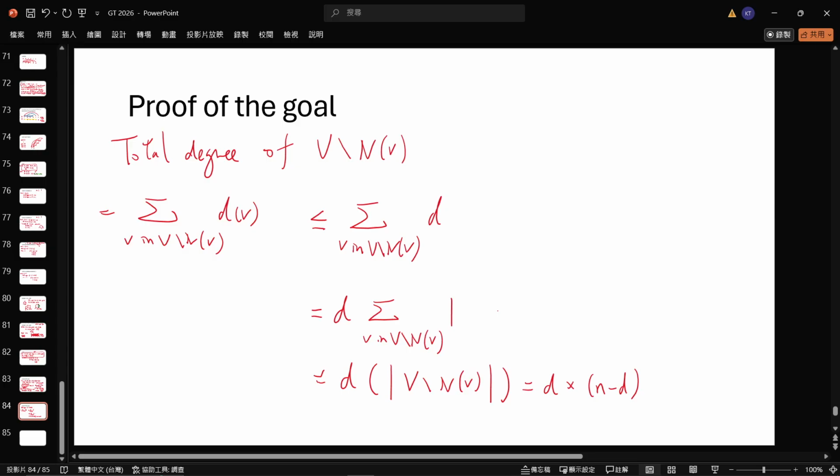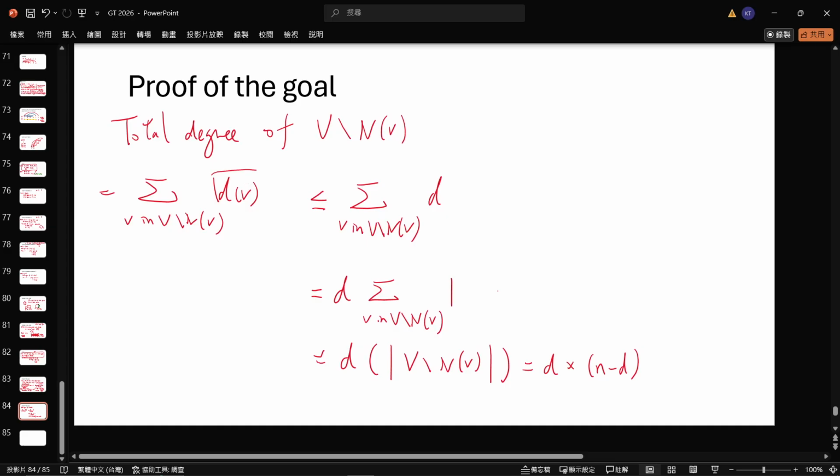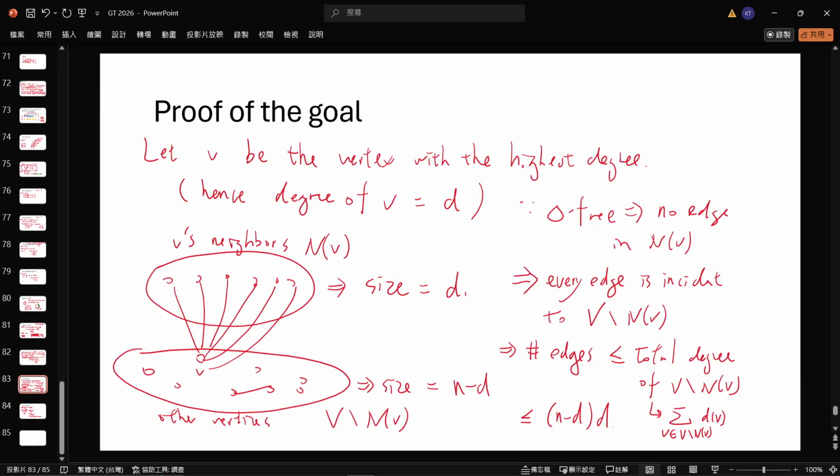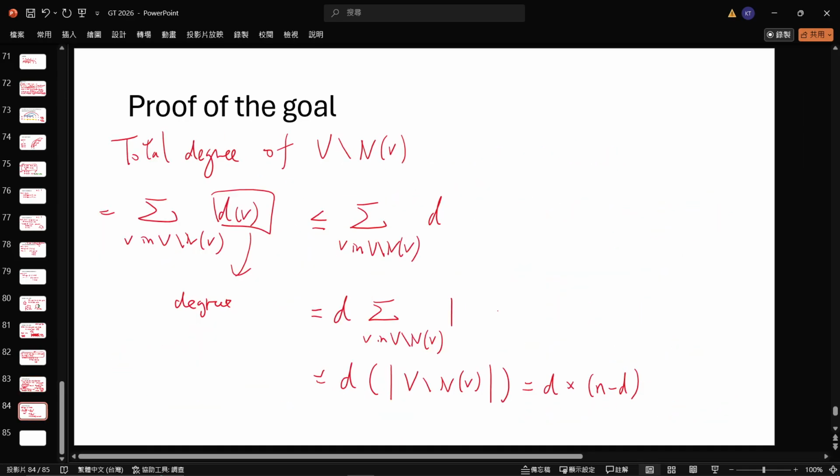So, what's dV? This is the degree. Well, I think I should use a different notation because here V is reserved for the vertex with the highest degree. So I'll change it to U, okay? I'm not sure whether this causes your confusion. All right, so D of U is just the degree of U.